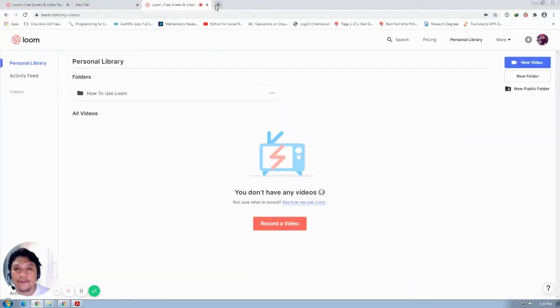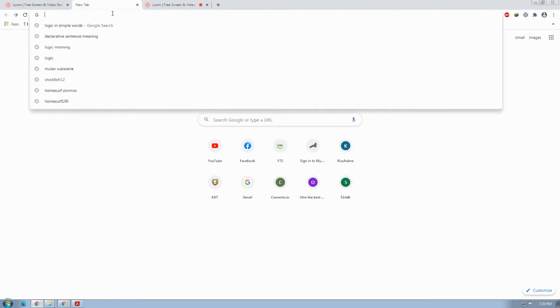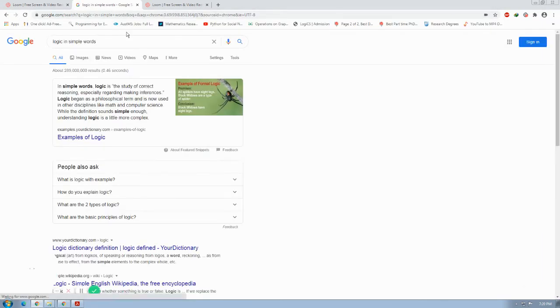I guess we haven't really defined it, and this is one of the advantages of an online class. We can just simply use Google here and type in logic in simple words. So you have here, in simple words, logic is the study of correct reasoning, especially regarding making inferences. It began as a philosophical term and is now used in other disciplines like math and computer science. So you guys are taking a math course or a computer science related course, and that's why you have this Math 101 class.